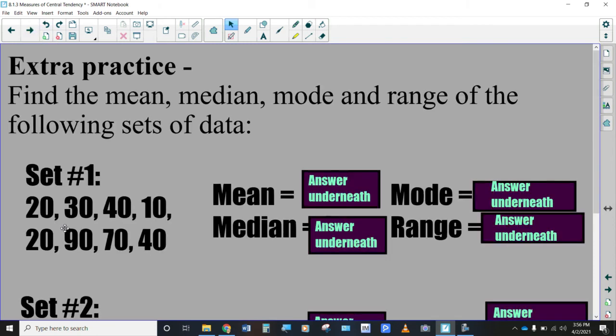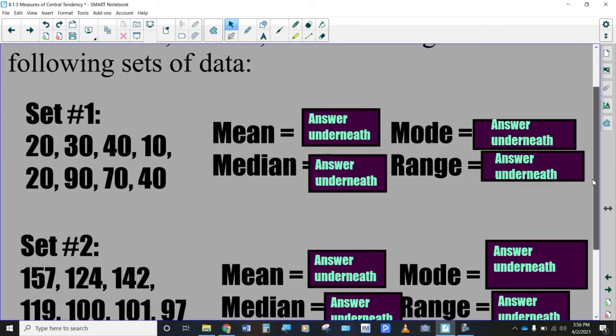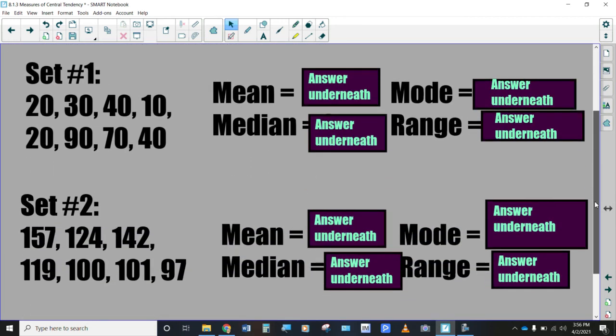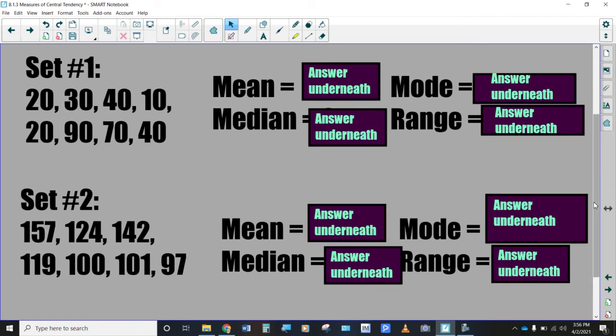All right, so now it's time to practice finding the mean, median, mode, and range of different sets of data. Okay, so I'm just going to go ahead and leave this here. Go ahead and pause. This is important because when we do the Ms. Pac-Man project, you're going to have to find the mean, the median, the mode, and the range of 4 rounds of scores. And so it's great to practice.